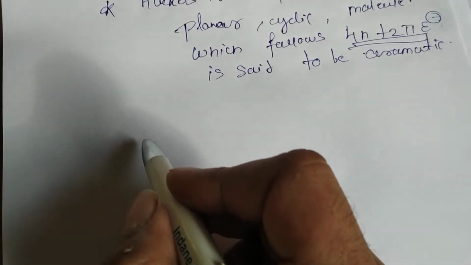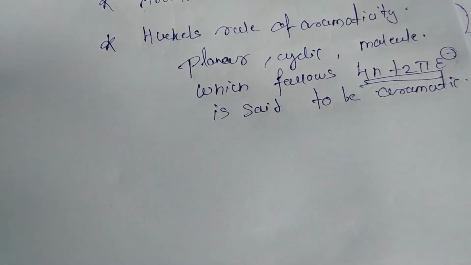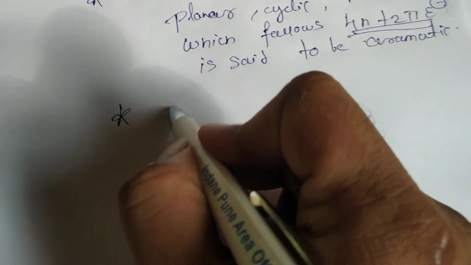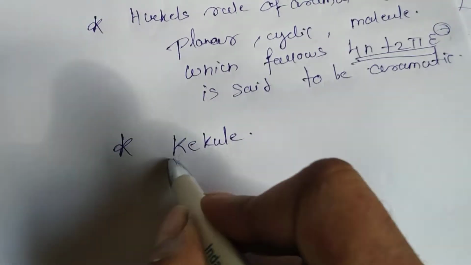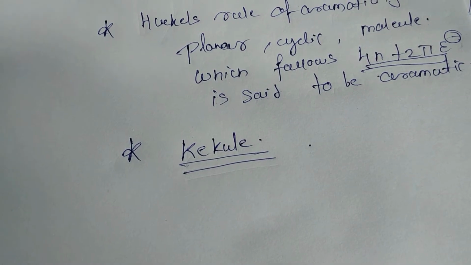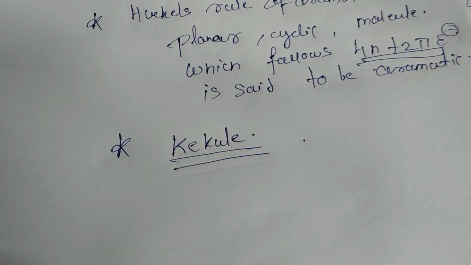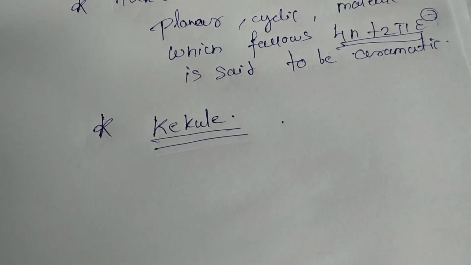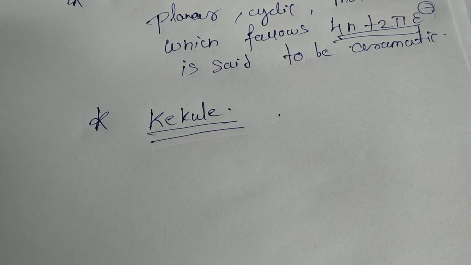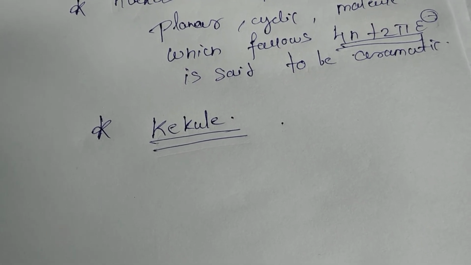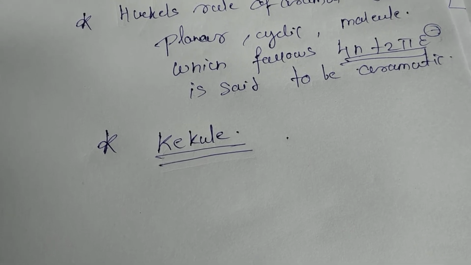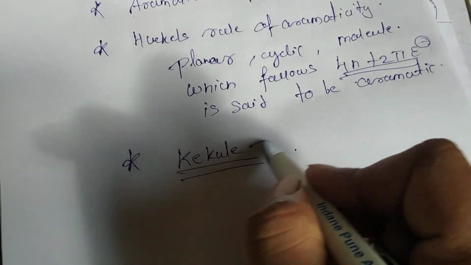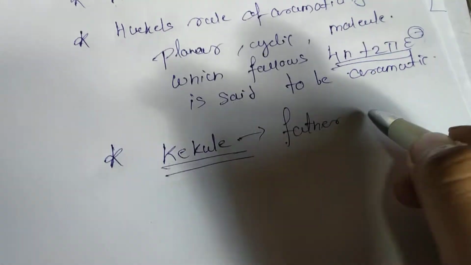Now how do we represent this benzene? But before that we also need to understand who discovered benzene. Benzene was discovered by Kekulé. Actually there is a story behind the discovery of benzene. Kekulé once was working in his lab, and he slept in the lab and saw in a dream a snake trying to touch its tail, and this led to the discovery of cyclic compounds, right? So Kekulé is the father of benzene.